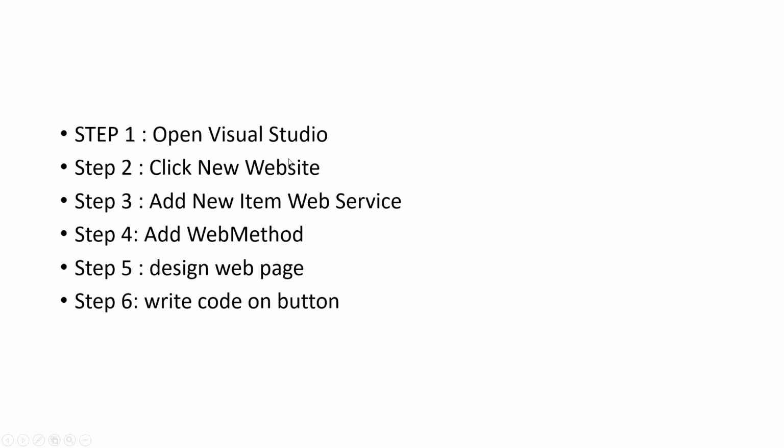We first open Visual Studio, click on new website, and in that we add the web services. We then add one web method that will convert from Celsius to Fahrenheit, and we design the web page and write code on the button. Okay, so these are the steps that we are going to perform. So let's see how it is.